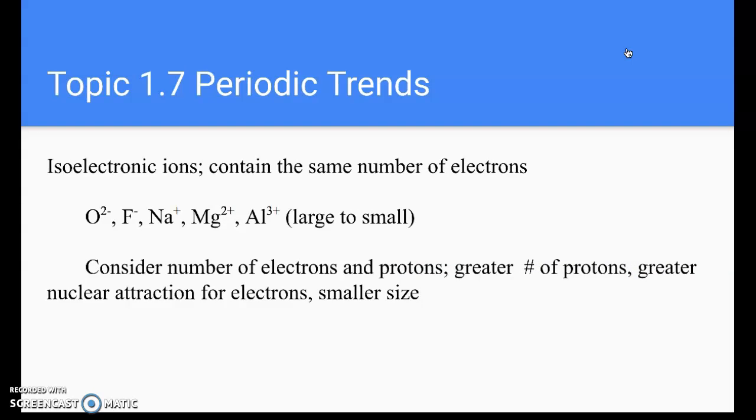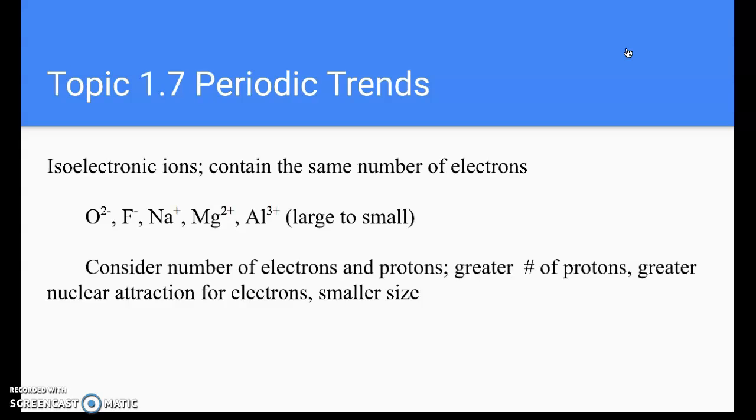So next we have the concept of isoelectronic ions, and things that are isoelectronic just contain the same number of electrons. And usually atoms will form ions so they become isoelectronic with the nearest noble gas, and they do this to become stable and have a full outer energy level.